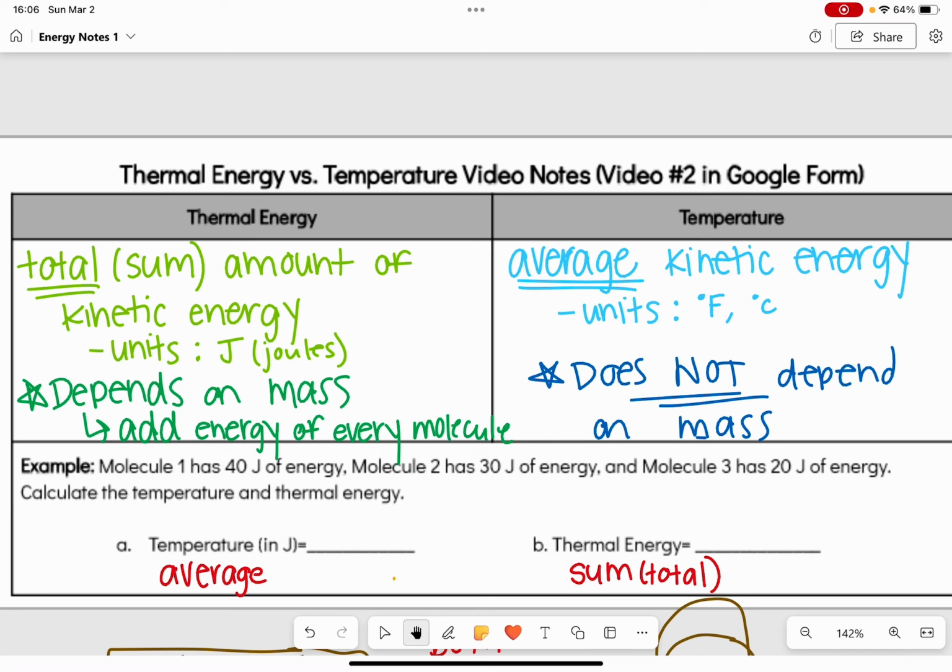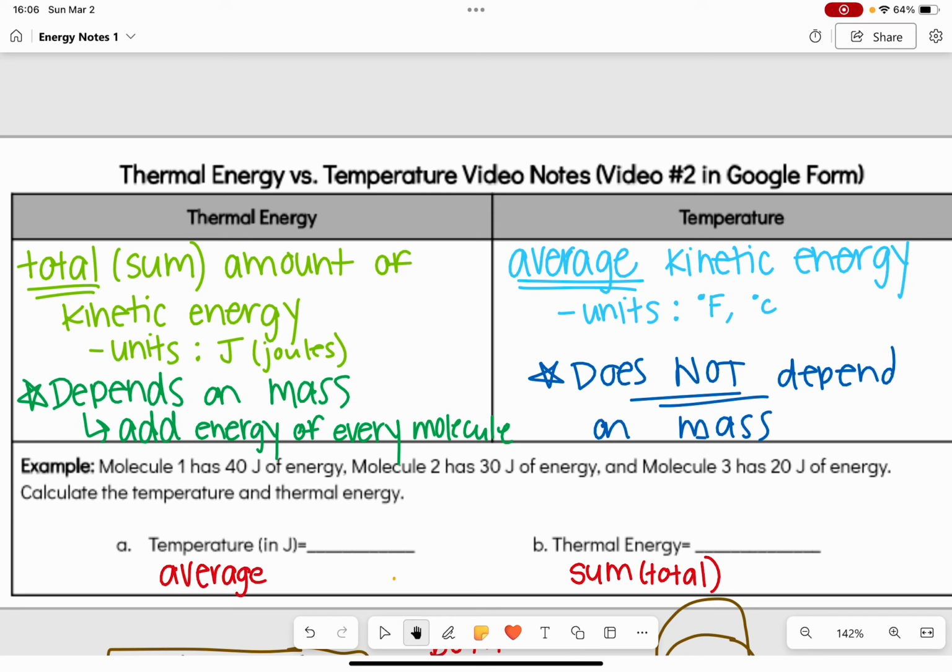Temperature, on the other hand, is the average kinetic energy. So we take the energy of all the molecules and figure out what is the middle, what's the average. Because it's just an average, it doesn't depend on mass. You can have something that is super big and something that's super small and have them be at the same temperature, okay?